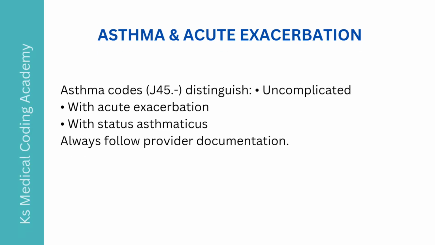Asthma coding. Asthma codes distinguish between uncomplicated asthma, asthma with acute exacerbation, and asthma with status asthmaticus. Always code exactly as documented by the provider.